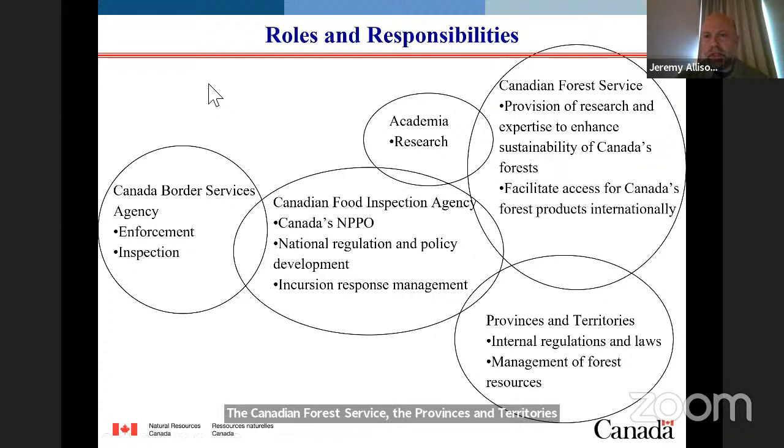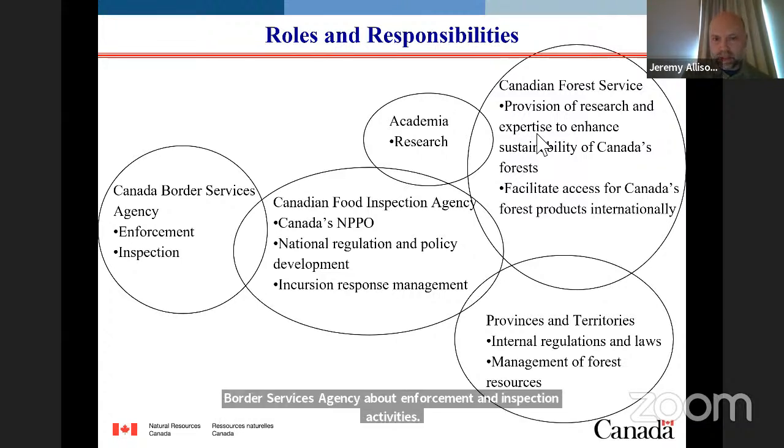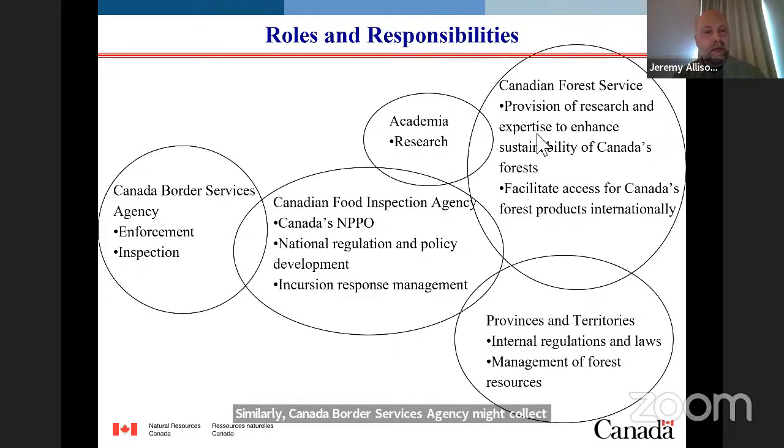Another important point here would be that there's an iterative sort of feedback going on among the different players involved in forest biosecurity in Canada. So the Canadian Forest Service might, in response to a request from the CFIA, do research into a particular area. The results of that research might feed back into the CFIA, who might make altered recommendations to Canada Border Services Agency about enforcement and inspection activities. Similarly, Canada Border Services Agency might collect samples and submit them to the CFIA. The CFIA might analyze those, recognize a need for more information, and work with academia or the provinces and territories or the Canadian Forest Service to address those knowledge gaps.